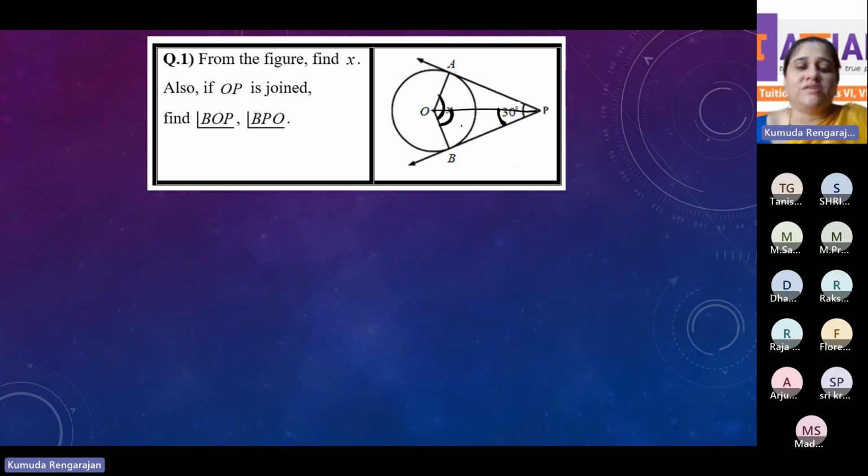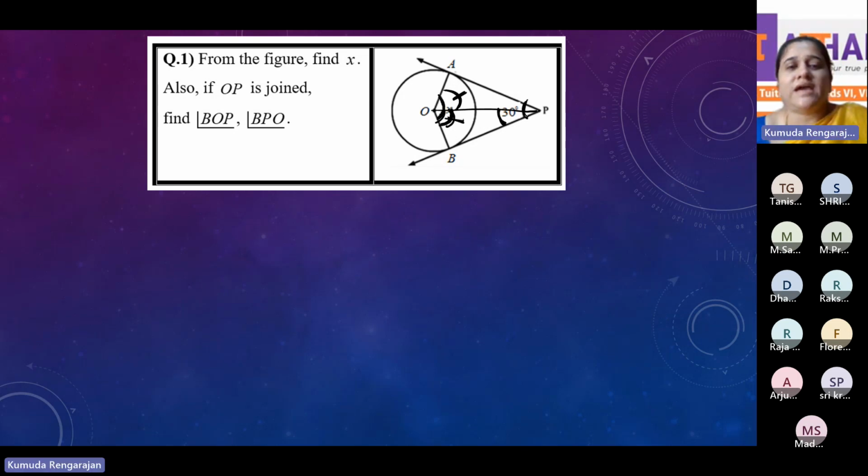Because equal tangents subtend equal angles at the center. Equal tangents subtend equal angles at the center. So this angle will be equal to this angle. The whole angle is 150 degrees, so it will be 75 each.